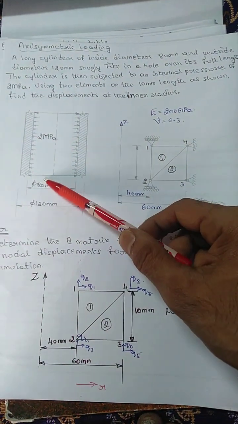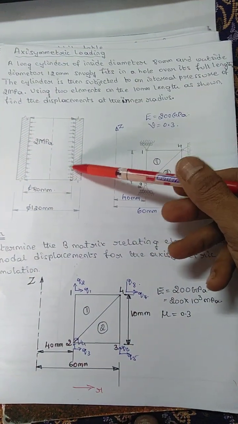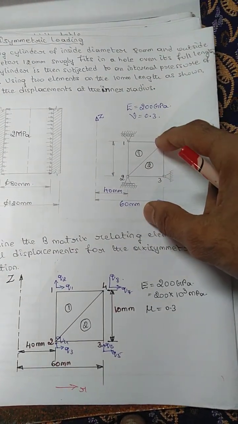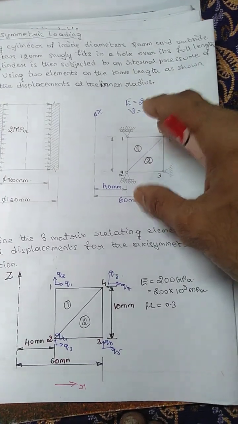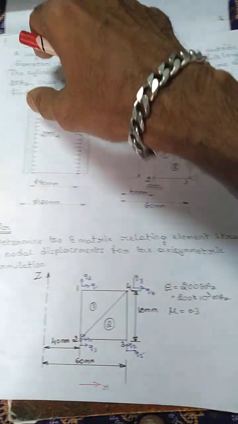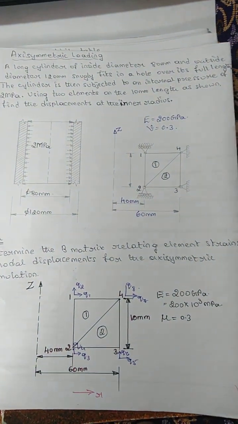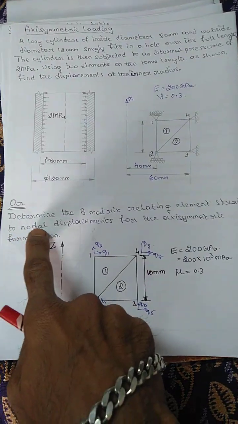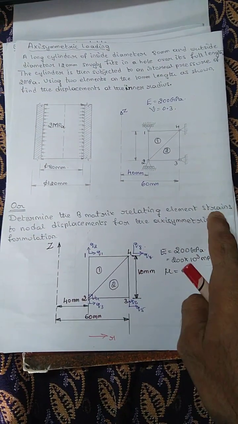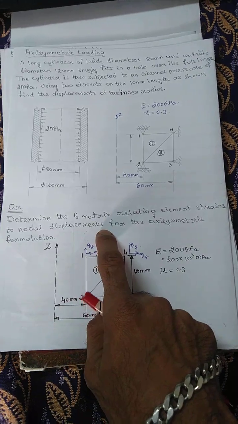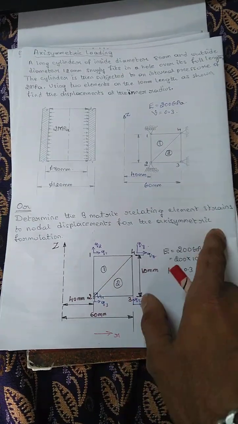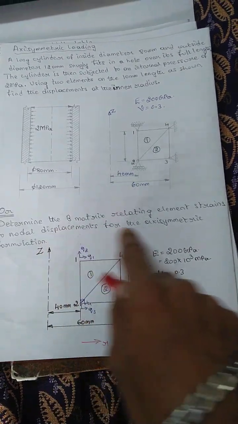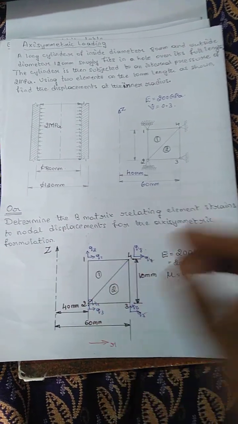I'll simplify the sketch so that we can understand it better. In the exam they may give this sketch, or sometimes they may skip it and give only the definition. Or in some question papers they will ask: determine the B matrix relating element strain to nodal displacements, for the axisymmetric formulation. They will give this sketch and this definition, and you have to solve the problem.